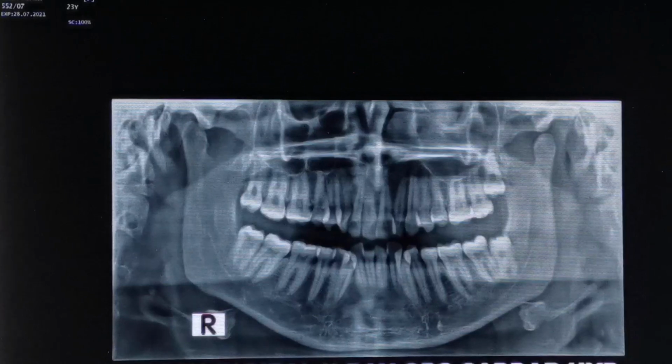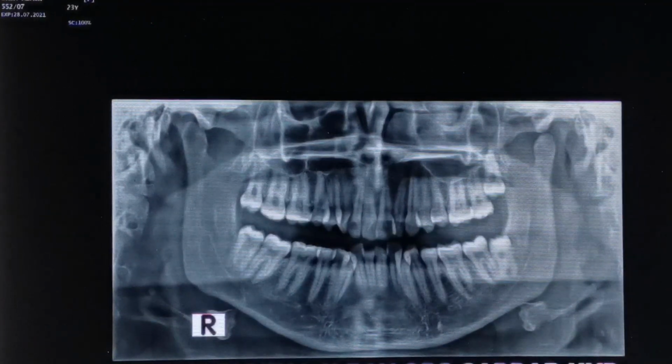Overall, this OPG, an extraoral type of X-ray, is very important in the field of dentistry. Why should we go for multiple periapical X-rays when you can do a complete whole mouth radiograph? The benefits are that time will be saved, cost will be reduced, and the radiation is also reduced. Only one-time radiation exposure is there instead of multiple radiation exposures. So this OPG is very useful in the field of dentistry.